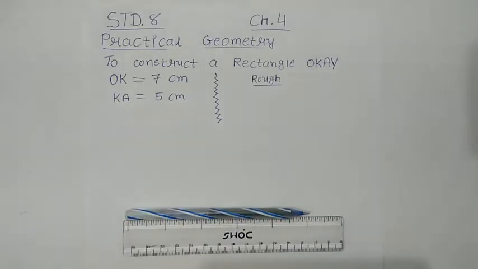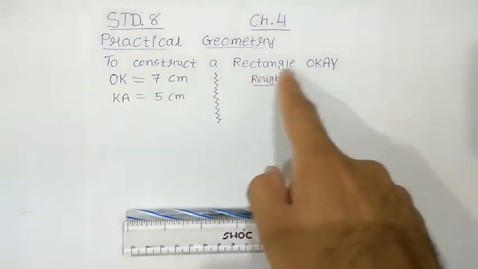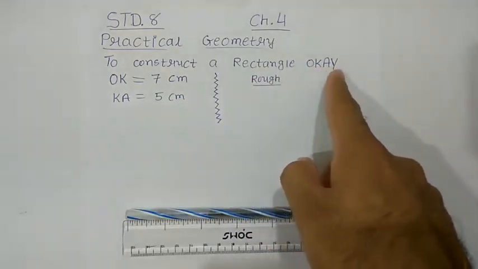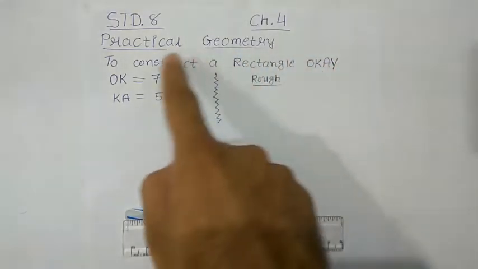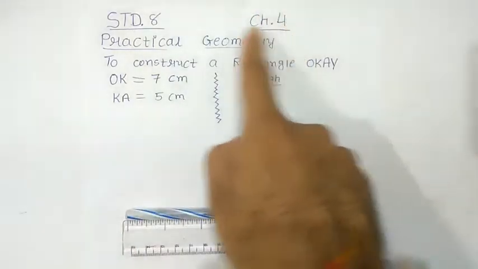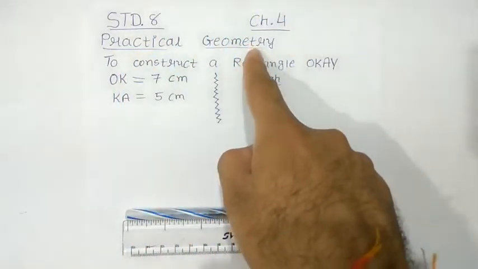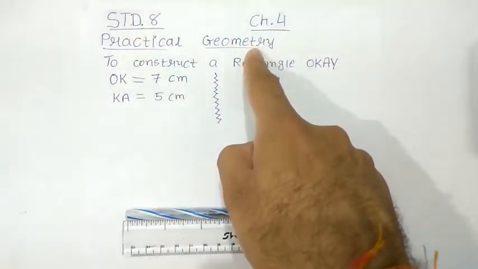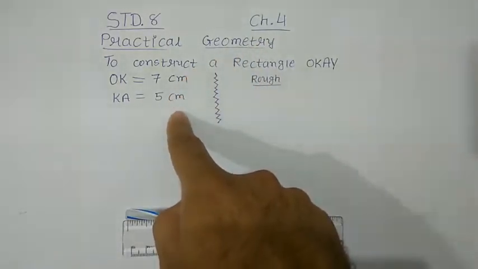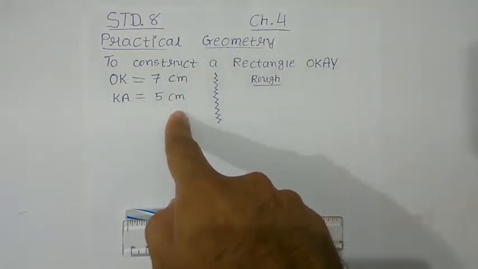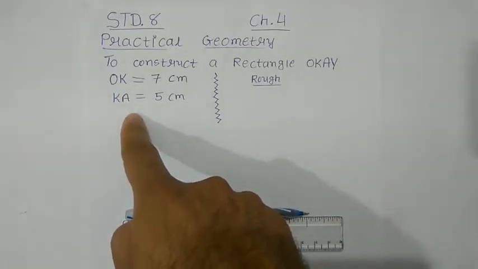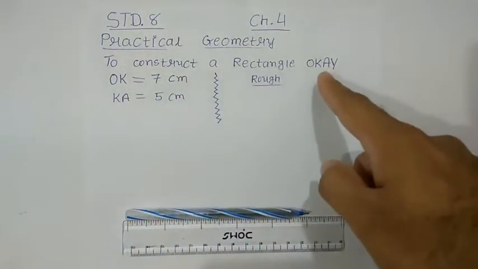Hello students, today we will study how to construct a rectangle. This is the topic of standard 8, chapter number 4, practical geometry. So till now we have done many constructions. In today's class we will study to construct a rectangle. So let us see what we have given.